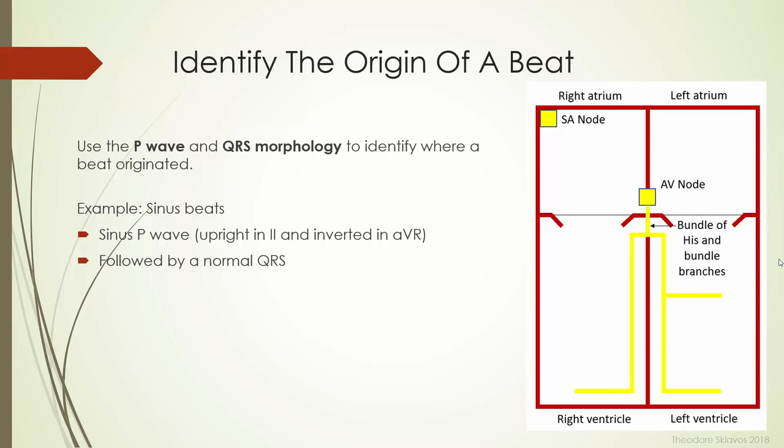Well, we've already talked about this in relation to sinus rhythm. Okay, we said if the sinus node is the first part of the heart to depolarize or to activate, we said that the P wave will be upright in lead 2 and inverted in AVR. Okay, those are our normal P waves. And if there's no conduction disease, well, then it will be followed by a normal QRS complex as it travels through the bundle of His and into the ventricles. And so by assessing the P wave and the QRS morphology, you can figure out where a beat originates from. So let's go through that in a little bit more detail.